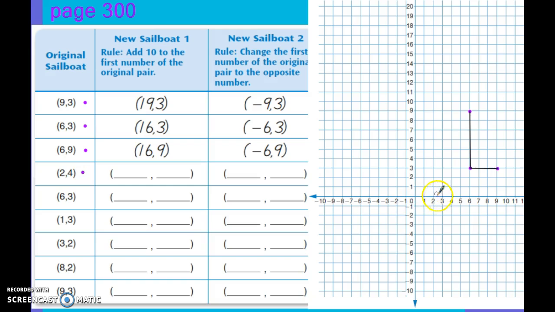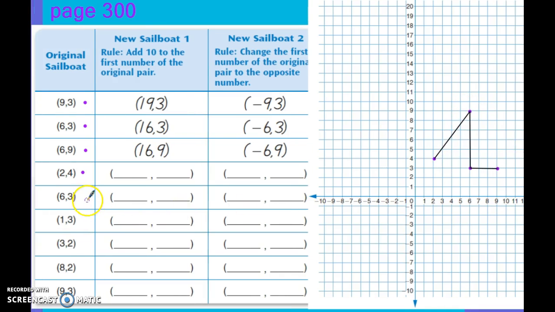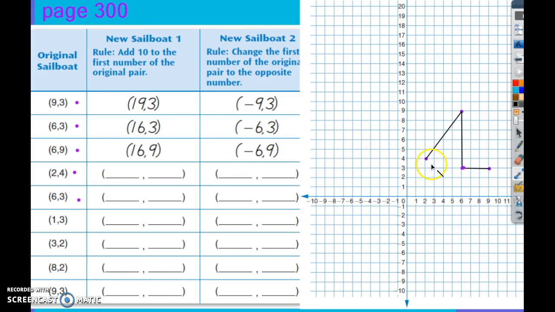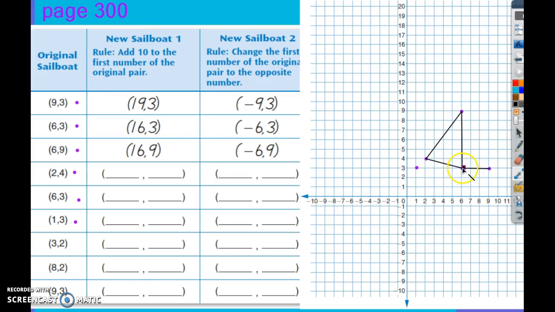2, 4, over 2 and up 4. Connecting my points. 6, 3, over 6 and up 3. Now this is where some people make a mistake. It's okay to come back and to connect these again. There's a reason they're repeating this point, because you have to connect the sail on your sailboat. So now starting from 6, 3, I'm going to 1, 3, over 1, up 3. And so I'll come back to 6, 3. Let's try that again. And connect. Alright, there we go.